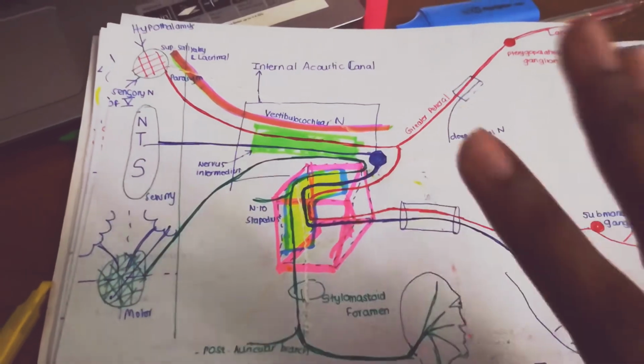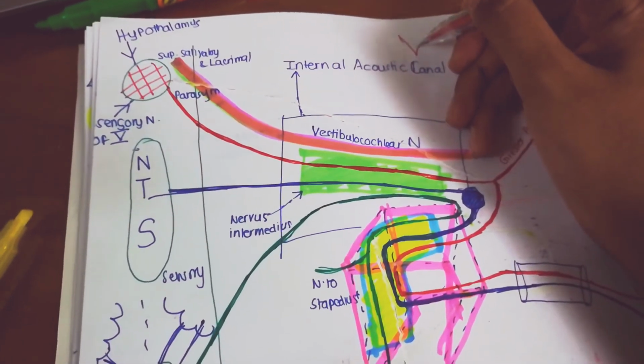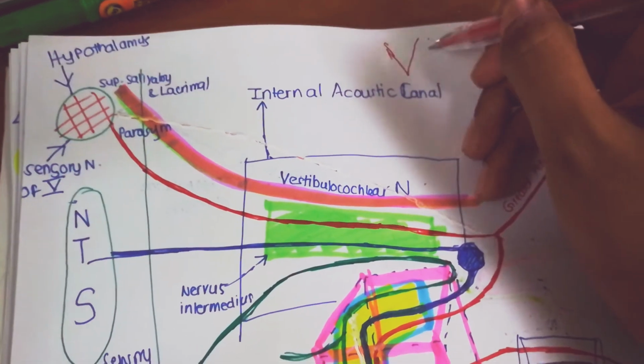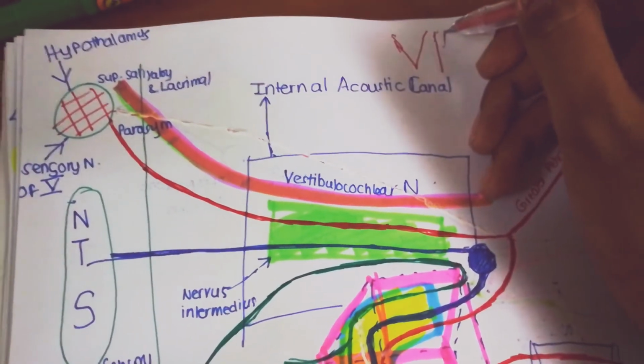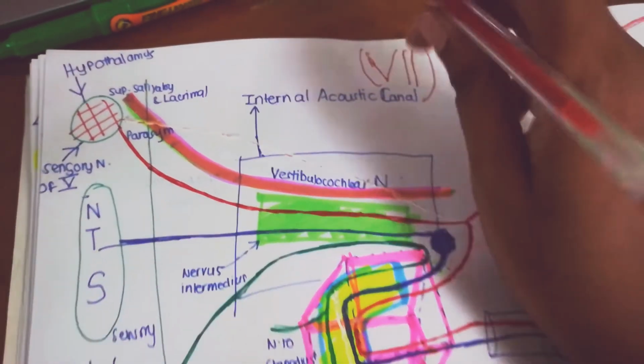Okay, we are looking at a very complex cranial nerve here. If you don't know the name of this cranial nerve, you should go back to your advanced levels. I mean, you should not be a medical student. This is the seventh cranial nerve, or the well-known facial nerve.